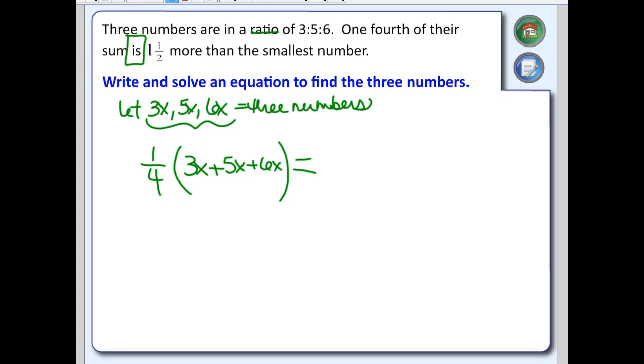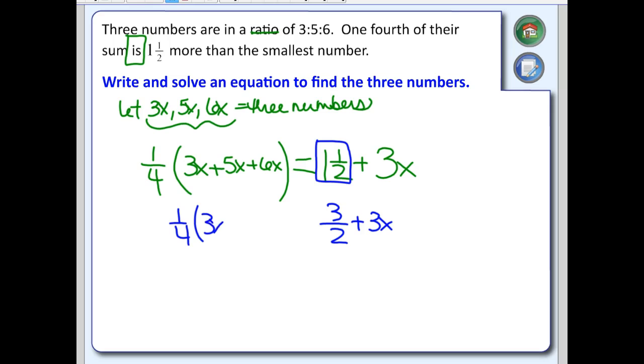Well, 1.5, okay, 1.5 more than the smallest number. Which one of those x's is the smallest number? Yeah, 3x. Good job. Now, the first thing I would do is I would change this to an improper fraction. We're going to get 3/2 plus 3x. And then over here I have 1/4. Now, oh man, we've got fractions in this problem. How in the world do we solve a problem with fractions?